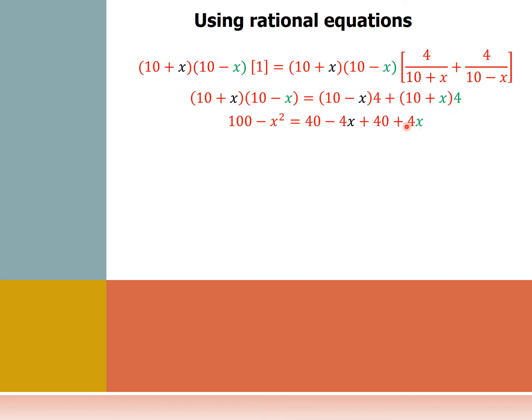Okay. And here we have the difference of squares, 10 squared, which is 100, minus x squared. Now we have 40 plus 40, which is 80, and we have minus 4x plus 4x, which is 0. So 4x added to minus 4x, the sum of them is equal to 0. And 40 plus 40 is equal to 80. Then we get 100 minus x squared is equal to 80.